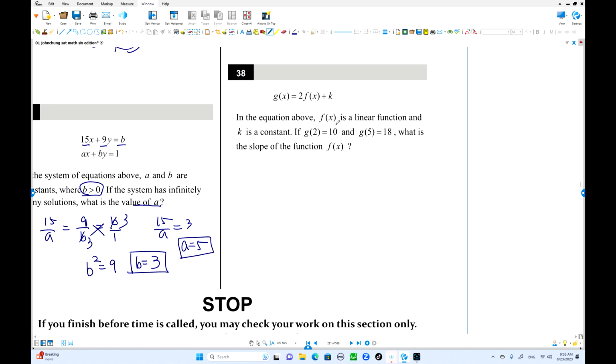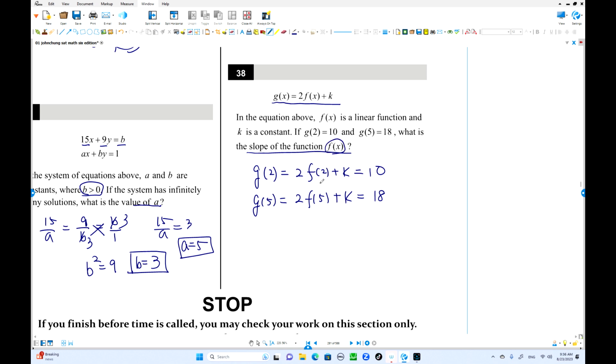Yeah, this is number 38. g of 2 is 10. This is the relation between f of x and g of x. g of 2 is 10. We're going to find the slope of f of x. Put this number 2 in there. g of 2 actually equals 2 times f of 2 plus k, and that equals 10. g of 5 is 2 times f of 5 plus k, and that equals 18. What's the slope of f of x?